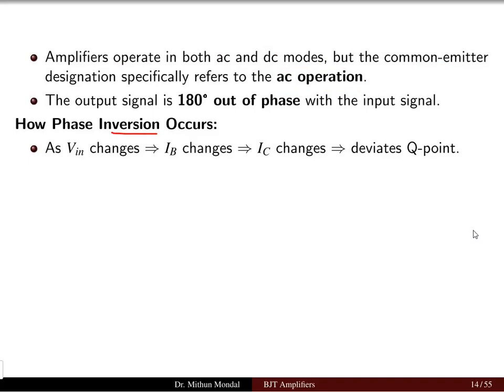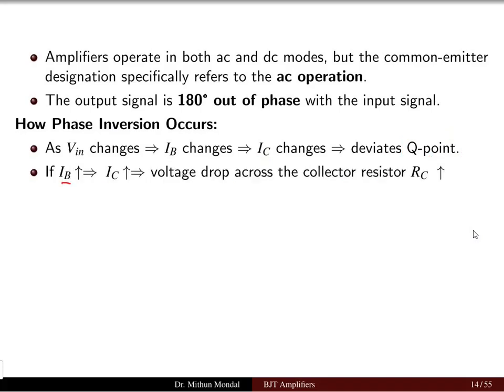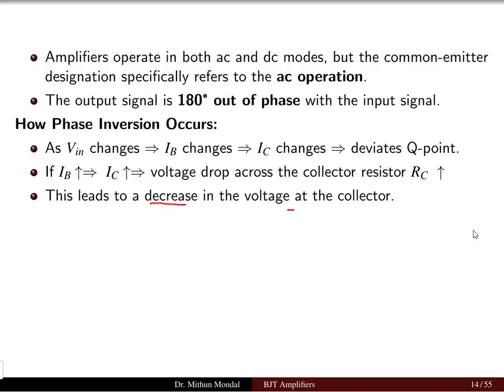In order to understand that, let us take that if there is a change in the input voltage, then there will be a change in the base current. This will change the collector current, and there will be deviation of the BJT operation from the Q point. We have discussed the quiescent point in great detail in the previous lectures. Now if the base current increases, then the collector current will also increase, and the voltage drop across the collector resistor RC will also increase. This leads to a decrease in the voltage at the collector.